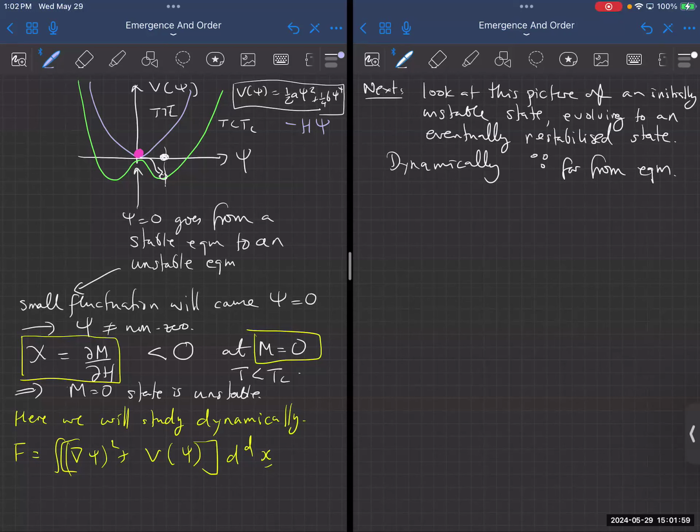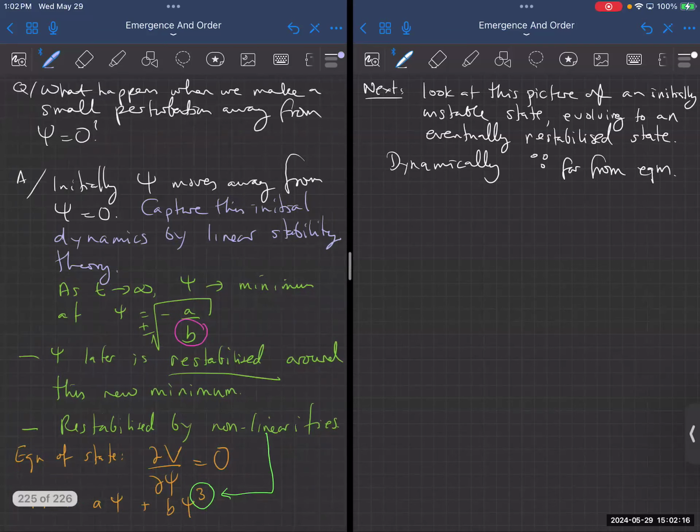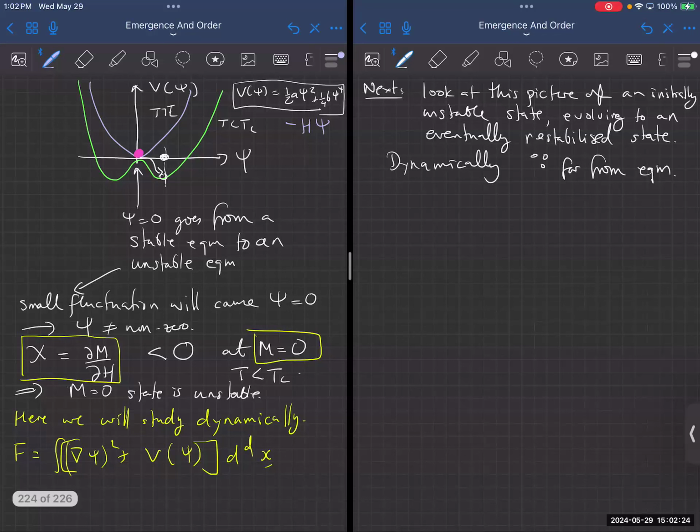Quick question. What is the significance of H? In the next slide, the H there is just the derivative of the potential. Yes, it's an external magnetic field. Oh, I see. Okay. All right.